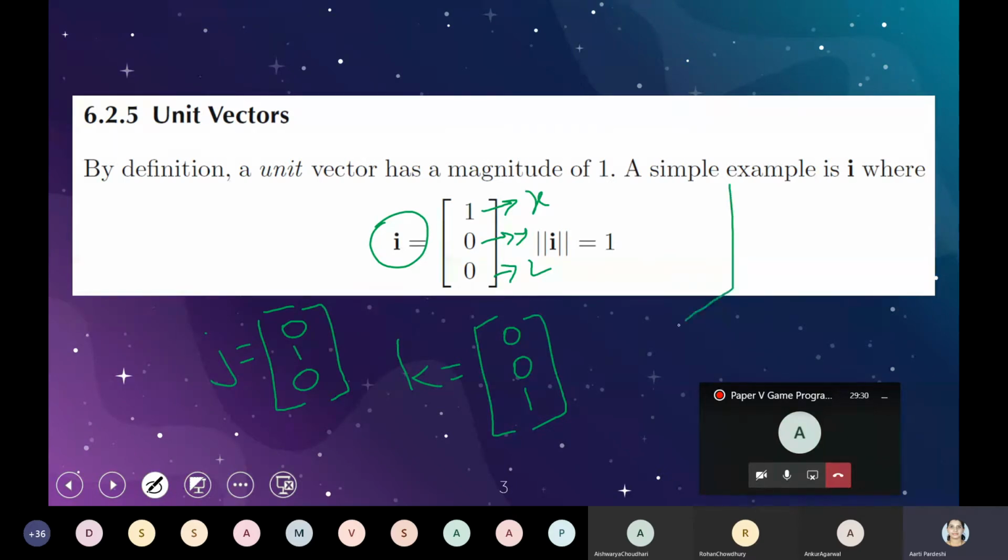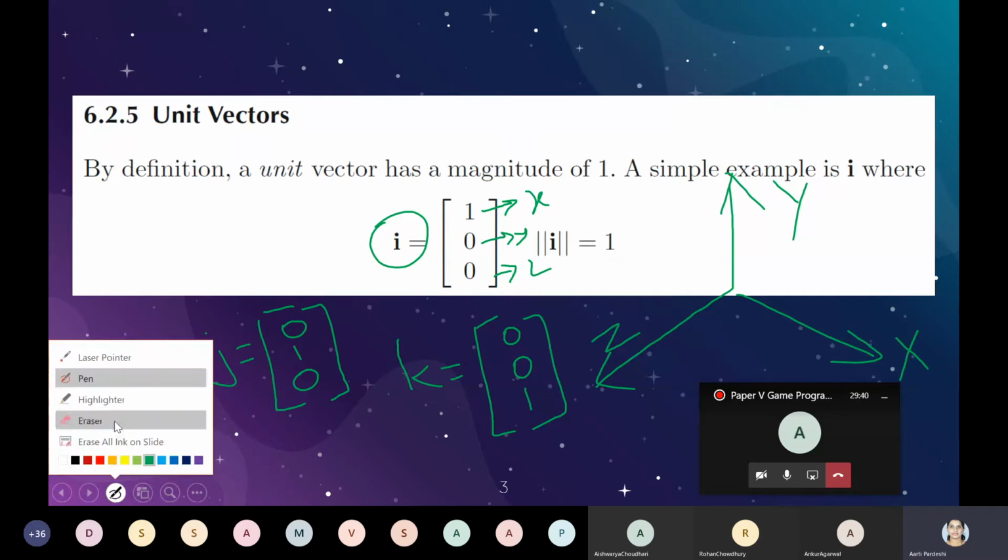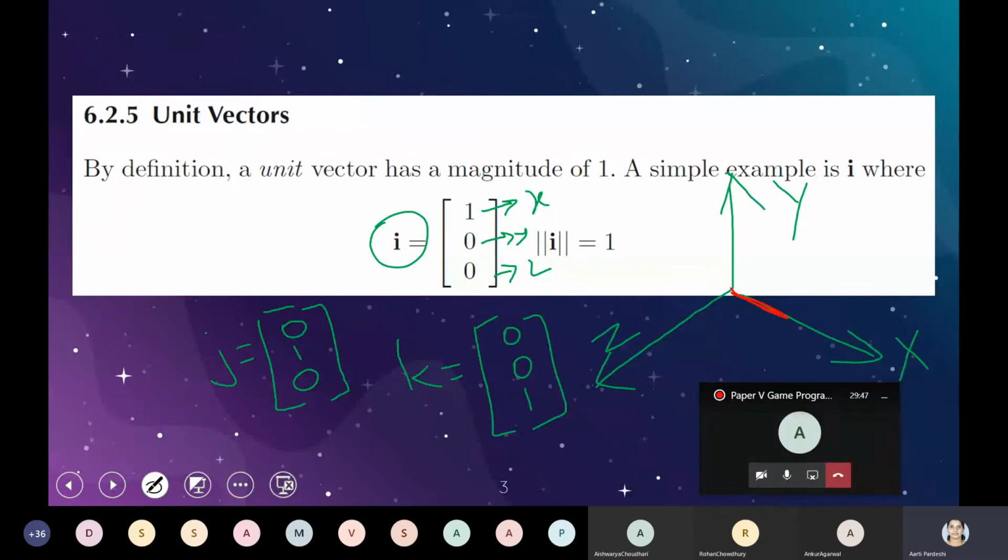If you want to graphically represent the unit vectors along x, y and z, let me take another color. Here, this is your i, this is your j, and this is your k, each of exactly one magnitude, one unit.